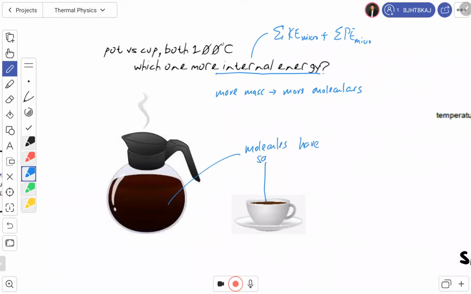I give you a clue, have same, you fill in the last term. Size? No. Same size? No, you must relate to internal energy, right? Same potential energy. Okay, and? Kinetic energy, and we are actually talking about the average.